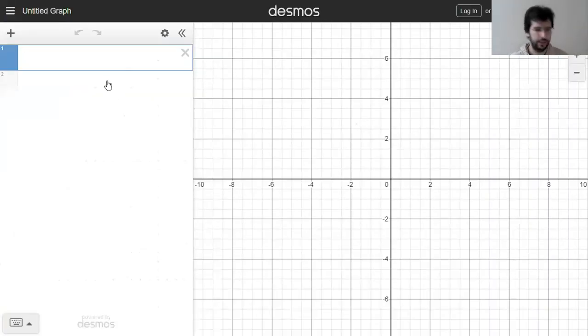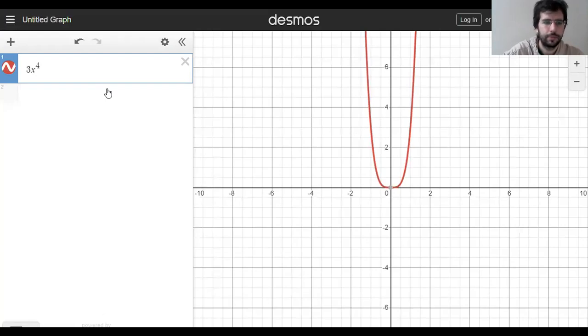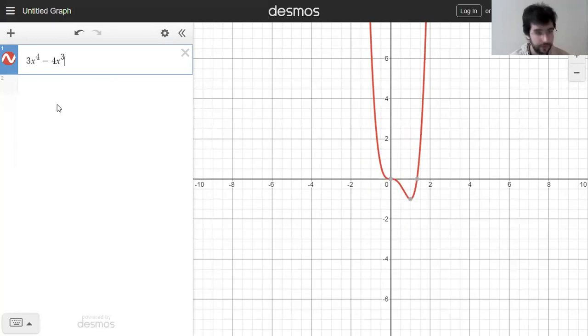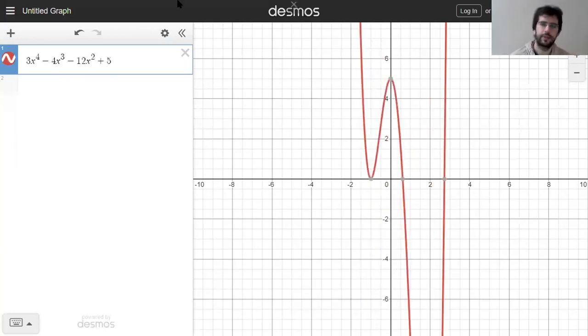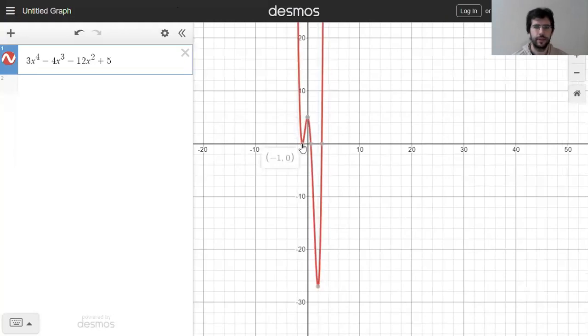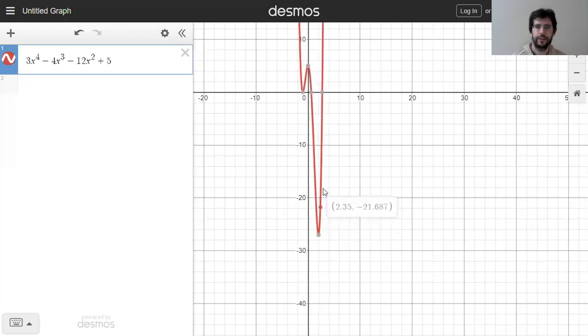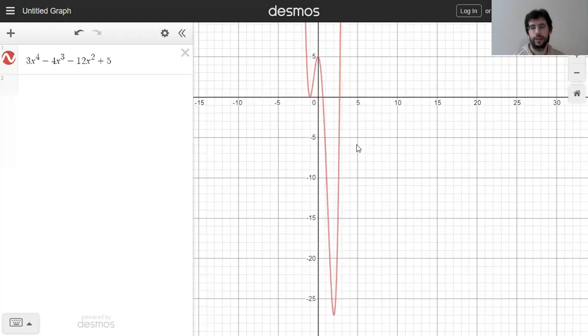Let's see if I'm right. x to the fourth minus 4x cubed minus 12x squared plus 5. So I said it would decrease until it reaches negative one, and then it would increase until it reaches zero, and then it would decrease until it reaches two over there, and then it increases forever. So we got the right answer.